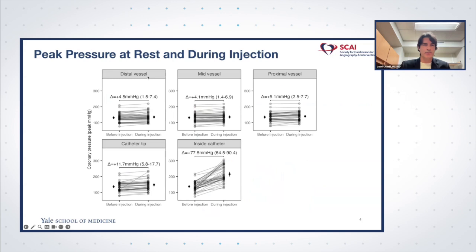You see that in the distal, mid, or proximal vessel locations, there was minimal increase in pressure during injection, but a much greater rise in pressure at the guiding catheter tip, and a much higher rise inside the catheter.